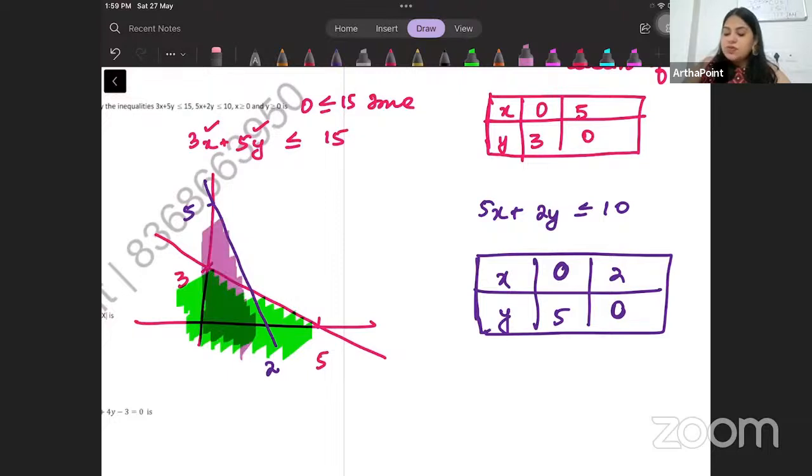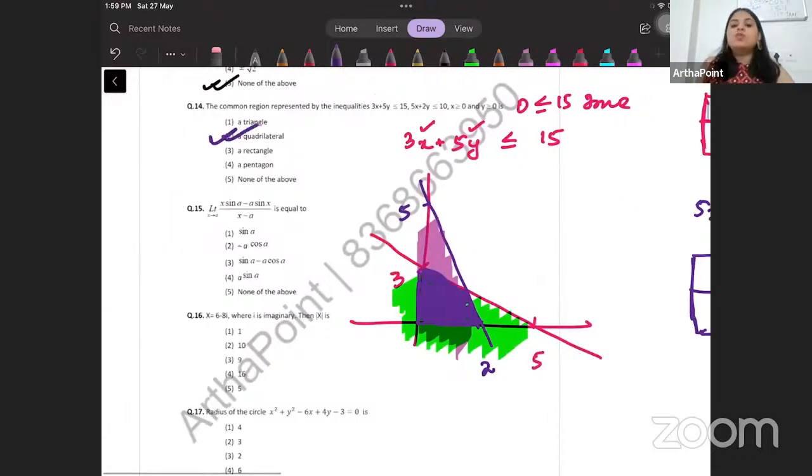Then it says x should be greater than 0 and y should be greater than 0, so you will only take this part. If you see, this is the area formed. It has 4 lines attached to it. This is the common area formed. So the answer will be 2. It will be a quadrilateral.